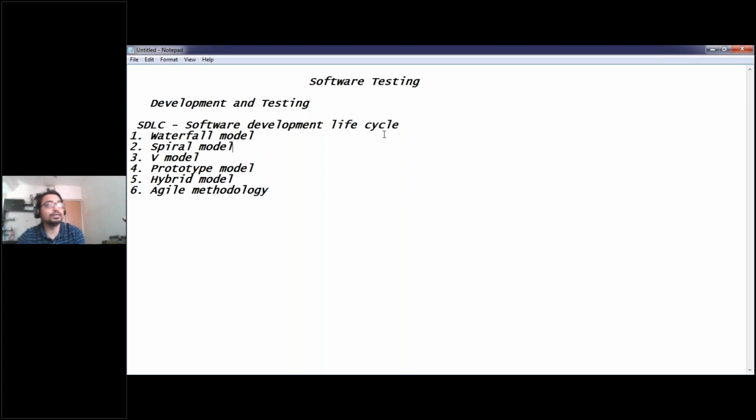Prototype means a dummy model, a dummy application. Before creating a live application, you first need to create a dummy application, and that dummy application will be shown to the customer or the client. If they approve the dummy application, only then will you start the live application. So that is the prototype model.